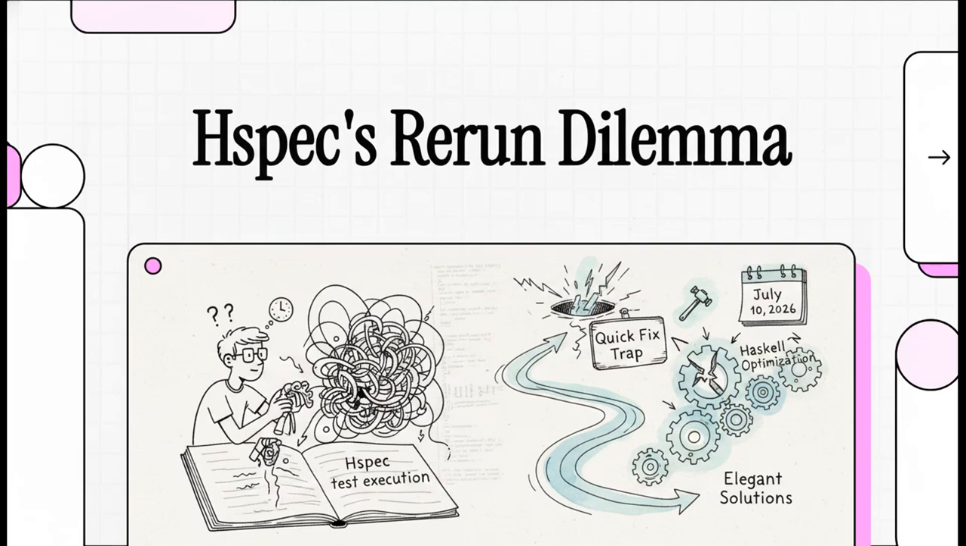All right, let's jump right into this explainer. Today, we're unpacking a super relatable developer journal entry from July 10th, 2026. The author, Ang, was deep in the weeds trying to optimize Hspec test execution in Haskell. Now, if you've ever found yourself wrestling with your testing framework, just begging it to do exactly what you want it to do, well, this one is definitely for you.